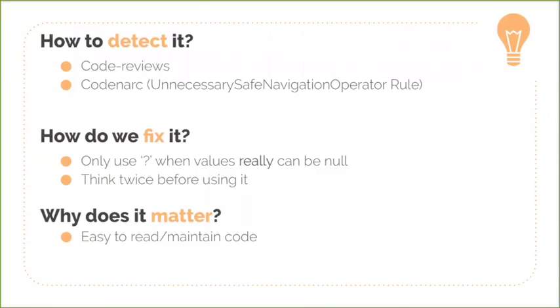And this matters because, again, we want to write easy to read and maintain code. And if you use the null safe operator all over your code, you don't know about your code. And it will be really complicated to read, because when you read that code, you are not sure if something can or can't be null. So it's complicated to maintain that kind of code.